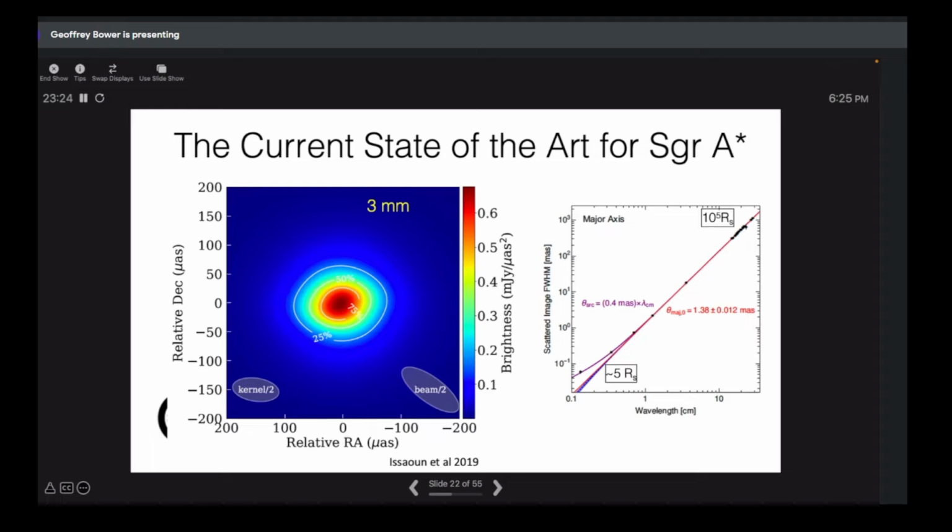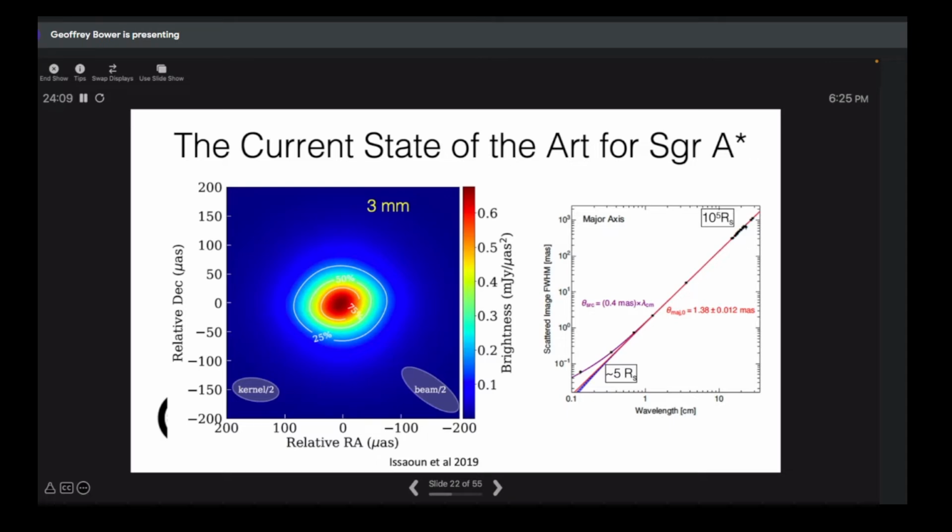And that interstellar scattering just comes from turbulent plasma, maybe in supernova remnants or H2 regions that are along the line of sight. We've known about this effect for decades because Sag A star has this incredible appearance that as you go to long wavelengths, its size scales exactly as wavelength squared. And only as you get to the shortest wavelengths does it deviate from that. That wavelength squared is purely the effect of this interstellar turbulent scattering.